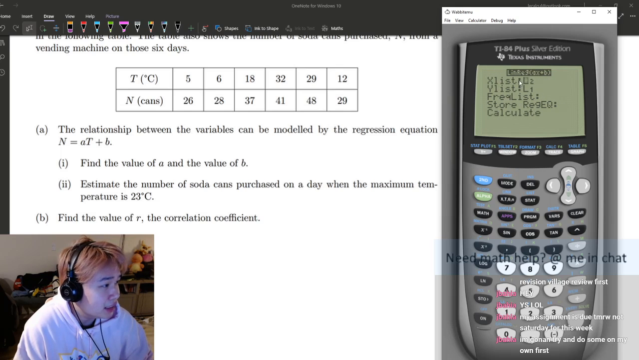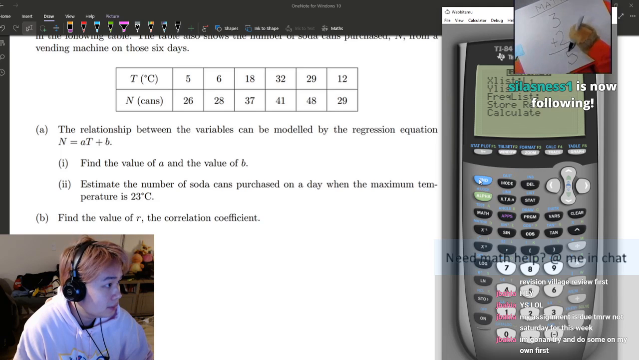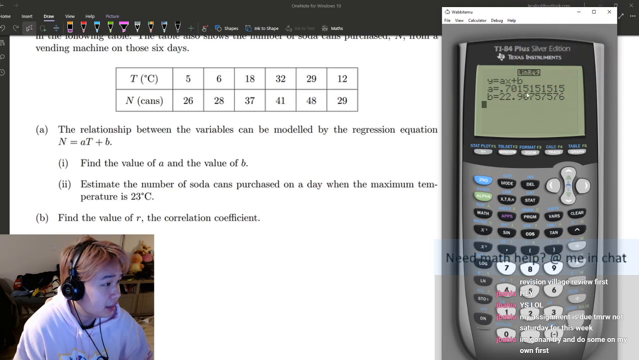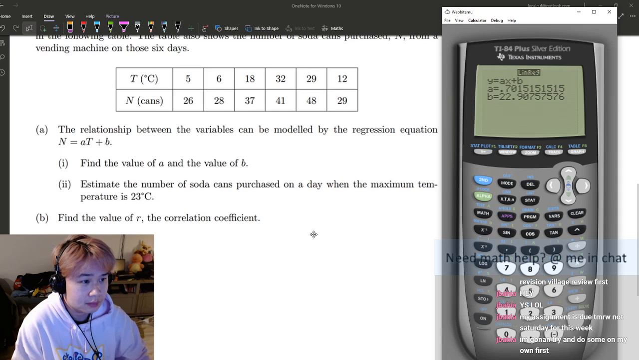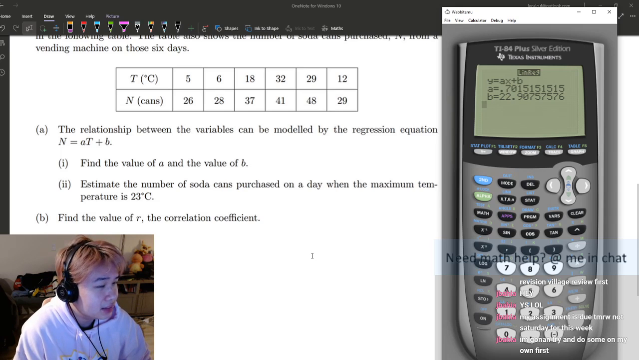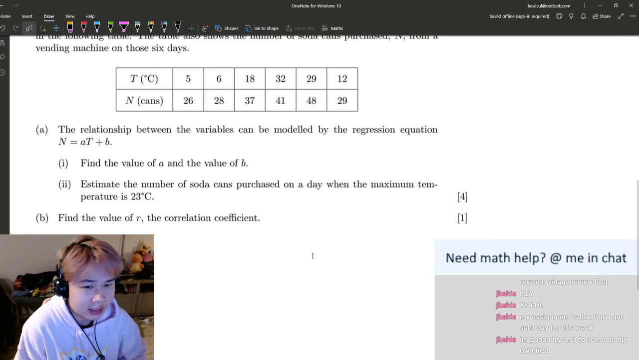Okay, and then you can see in the TI-84 you can choose what's going to be your dependent and independent variable. Of course, we want this to be the other way around. So calculate this, and then here's your A and B value. So 0.702 and then 22.9.